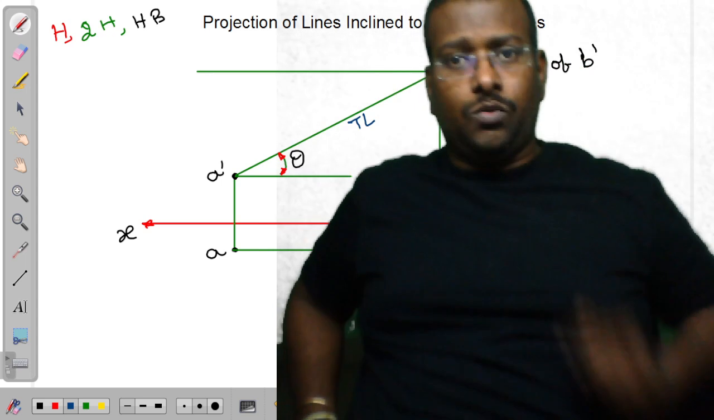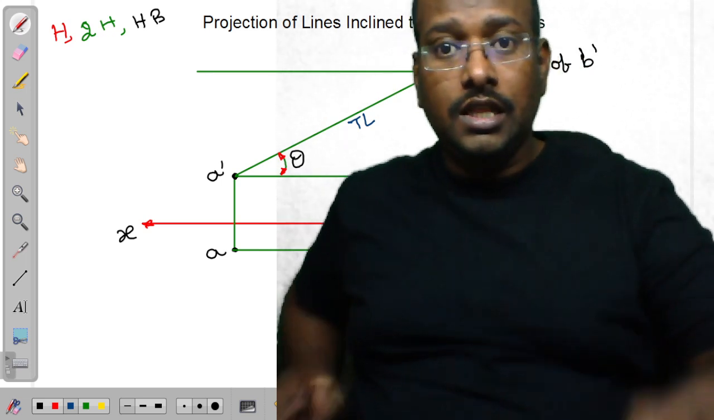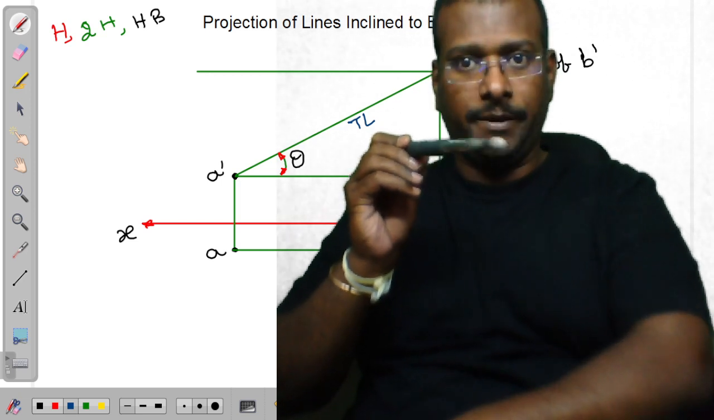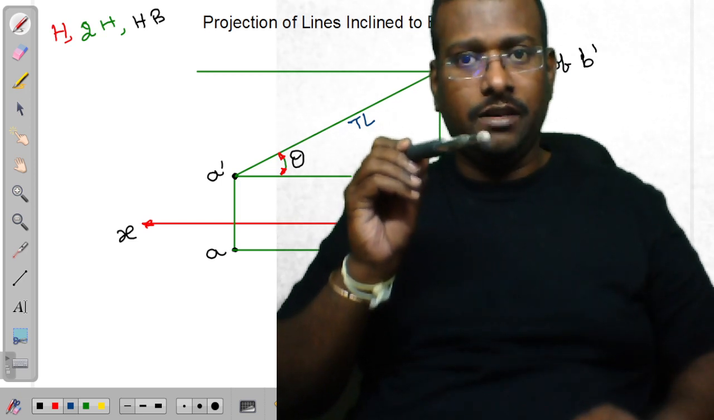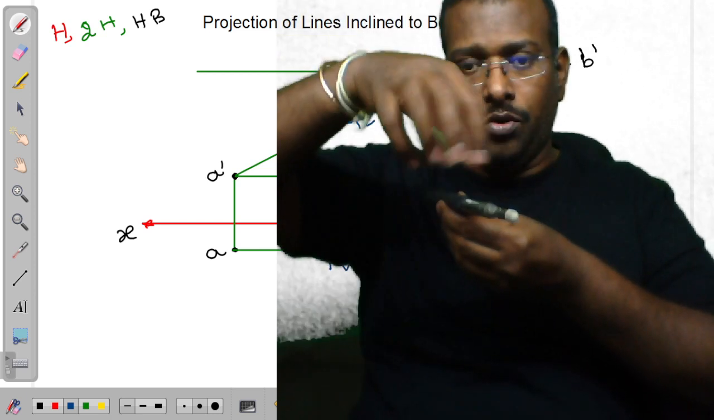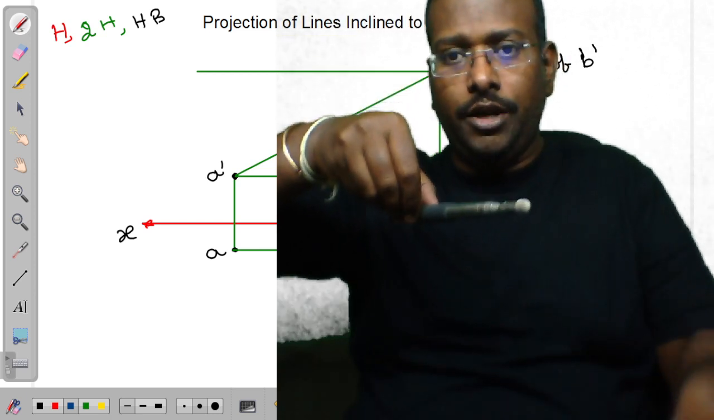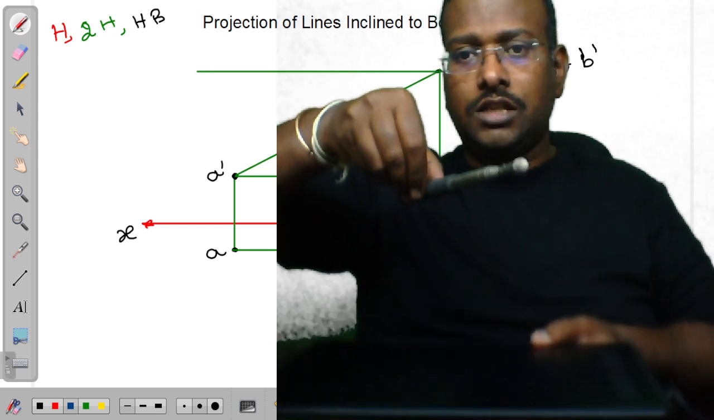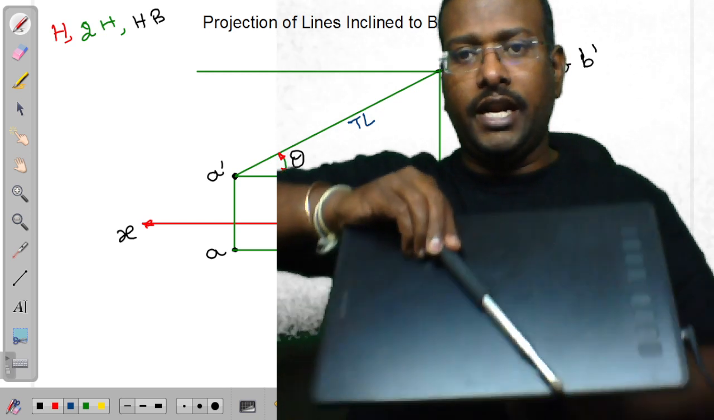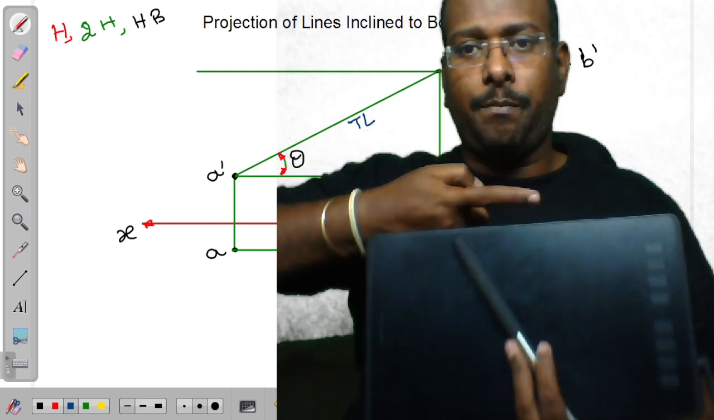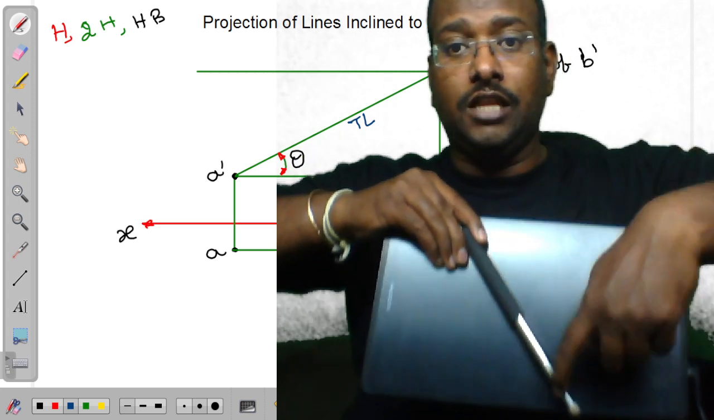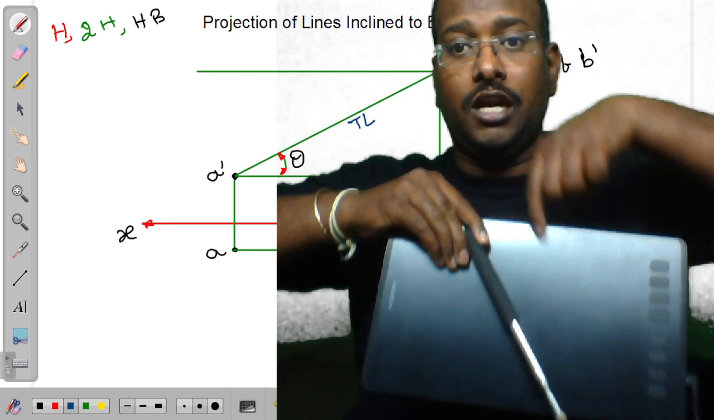Second case we will consider. What is that? The line is inclined to VP and parallel to HP. Then what will happen? If you observe from the top view, this shadow comes and falls on the horizontal plane like this. Once you rotate the line like this, it was parallel to the XY line, sorry, this is going to be inclined to the XY line in the top view. This angle is nothing but phi.